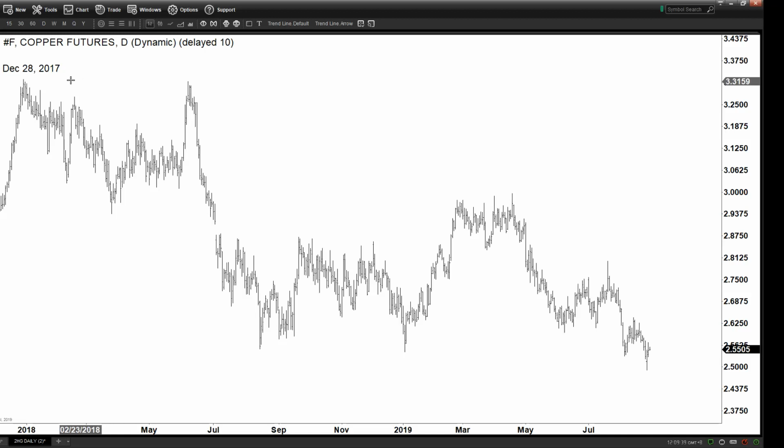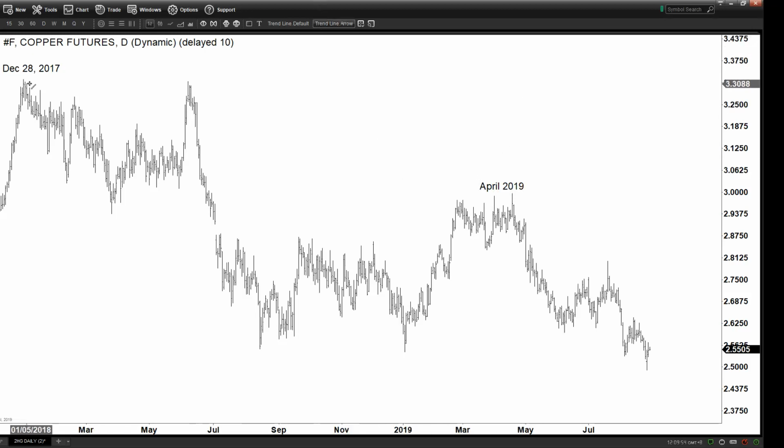Now, if I look at the larger degree, this is the daily chart. Take a look here. We got the peak on December 28, 2017. We got another important peak here in April 2019.